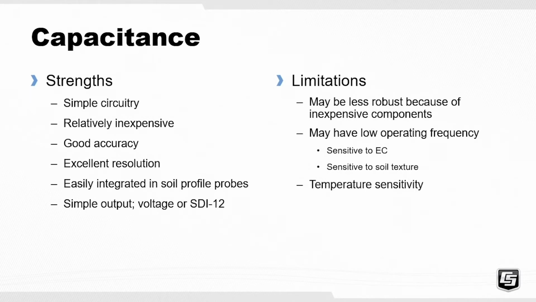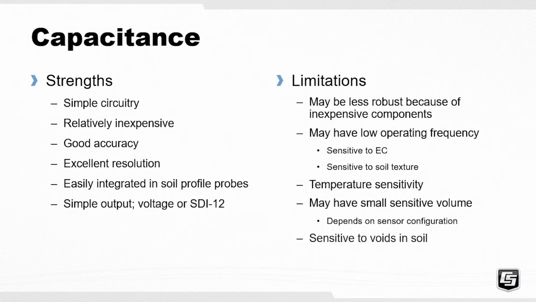So it might take a soil-specific calibration. It can have temperature sensitivity. This isn't necessarily unique to this technology, but it's one of the limitations. It can also have a small sensitive volume. This isn't always necessarily a limitation, because sometimes that's what you want. If it's a potted plant or a greenhouse situation where you want to make sure that the measurement stays within a contained area, that's probably preferred. It also depends on the sensor configuration.